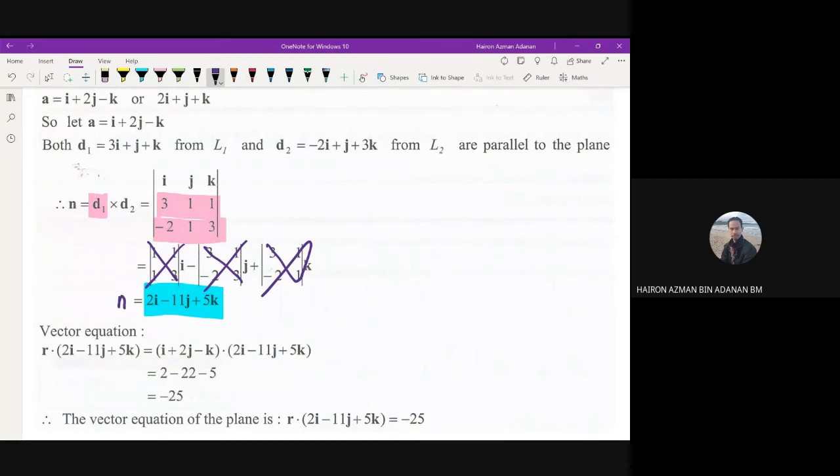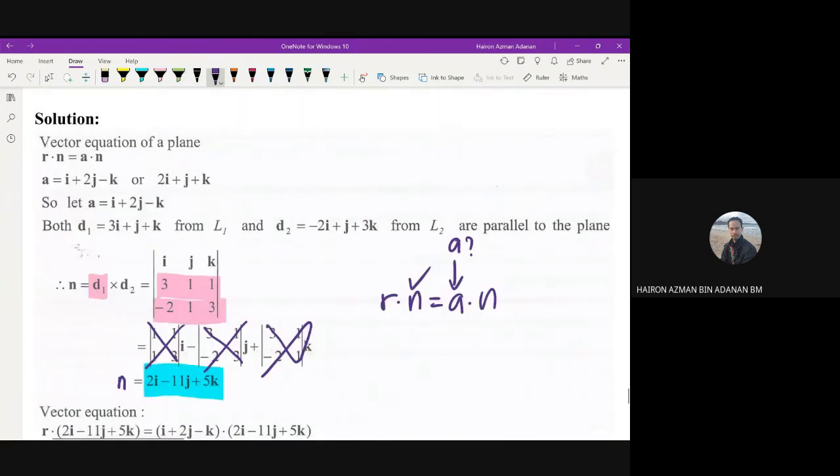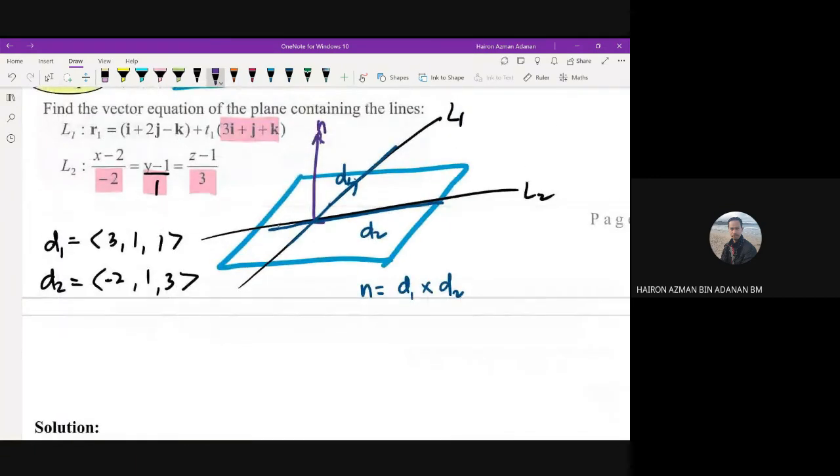Clear? Okay, if clear, now your equation of plane r dot n equal to a dot n. N settle. But how about a? A nya apa? Okay, line tu ada a kan, dekat atas line ada koordinat kan? Koordinat a, right? Ambil salah satu. Okay, for example line 1. Line 1 ada satu a kat sini. Ambil titik tu. Sebab titik tu confirm on the plane. Sebab dia duduk atas line. Line tu pun duduk atas plane. So, point tu pun duduk atas plane lah.